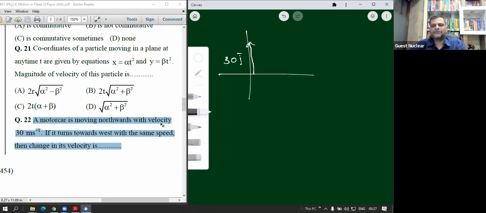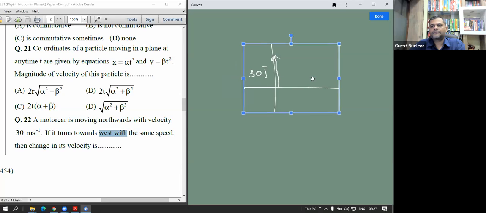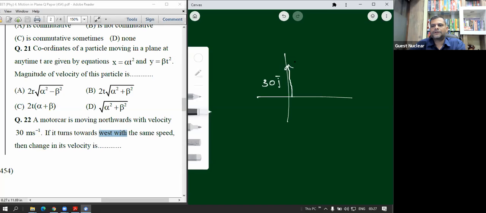And now after that it turns towards west, ठीक है. तो वेस्ट में जब वो टर्न होता है, तो वेस्ट मतलब किस तरफ होता है, देखो, इट टर्न्स टुवर्ड्स वेस्ट मतलब उसका जो फाइनल वेलोसिटी है तो वो इस तरफ होगा जरूर. एंड इट्स ऑफ द सेम मैग्नीट्यूड, ओके, सेम स्पीड उसका है, बट सिर्फ वो डायरेक्शन उसका चेंज हो गया.